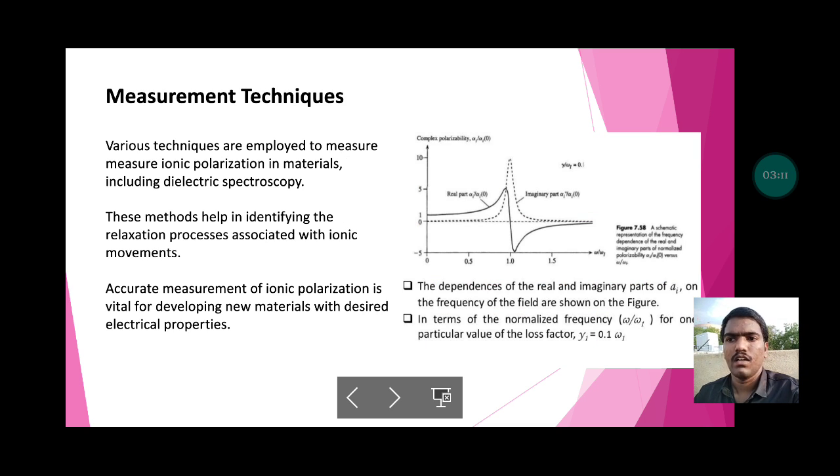Measurement techniques. Various techniques are employed to measure ionic polarization in materials, including dielectric spectroscopy. This method helps in identifying the relaxation processes associated with ionic movements. Accurate measurement of ionic polarization is vital for developing new materials with desired electrical properties.